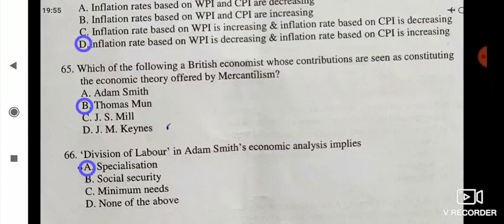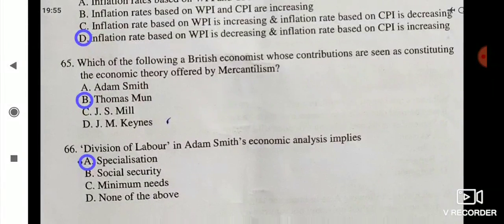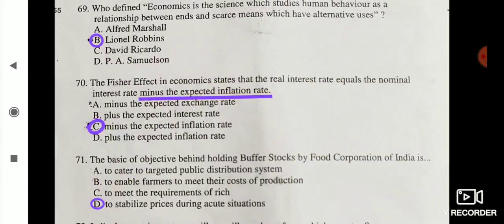The correct answer is option B, Thomas Moon. Then next, division of labor in Adam Smith's economic analysis implies, given options are specialization, social security, minimum needs, none of the above. And as we know, in Adam Smith's analysis, division of labor always leads to specialization. So here the correct answer is option A, that is specialization.